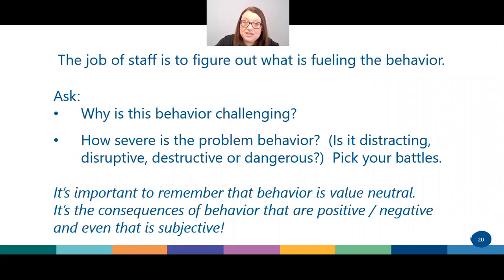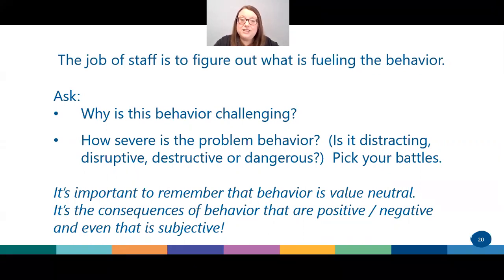So some other questions to ask as a staff as we're trying to figure out what is fueling the behavior is to think about, why is this behavior challenging? How severe is this problem behavior? Is it just distracting? Is it slightly disruptive? Or is it destructive to property? Or is it dangerous to the client? Or is it dangerous to those around you?